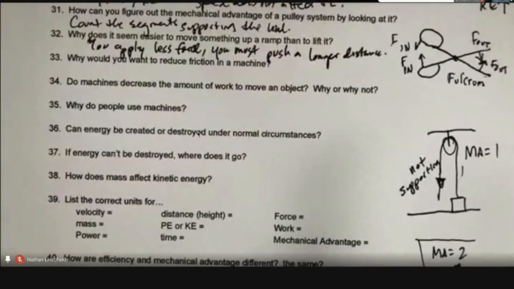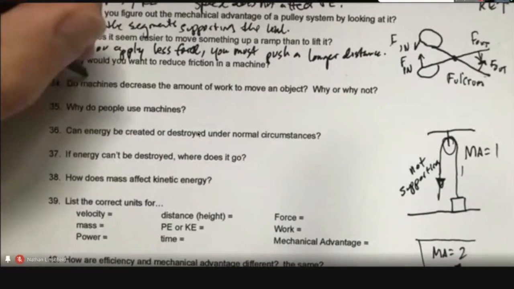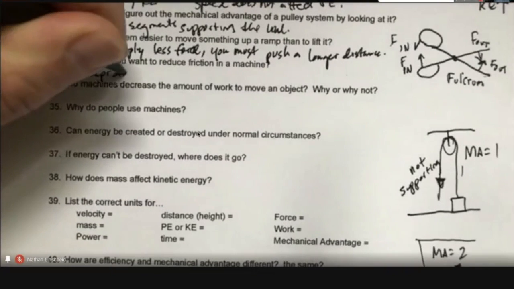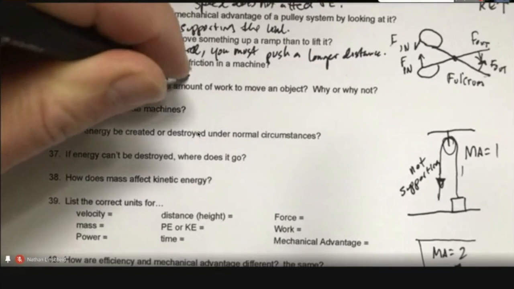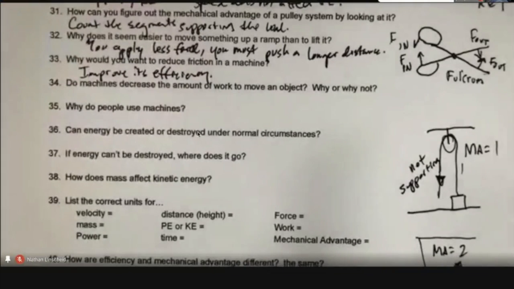All right, number 33. Why would you want to reduce friction in a machine? That would be to improve its efficiency. Okay. Like I said, when you apply work or apply force to a machine, you want your energy and your work to go into moving the object you want to move. You don't want to just be overcoming friction, because that's a waste of your energy. So if you can make a machine that doesn't have a lot of friction, that's going to be better for you.